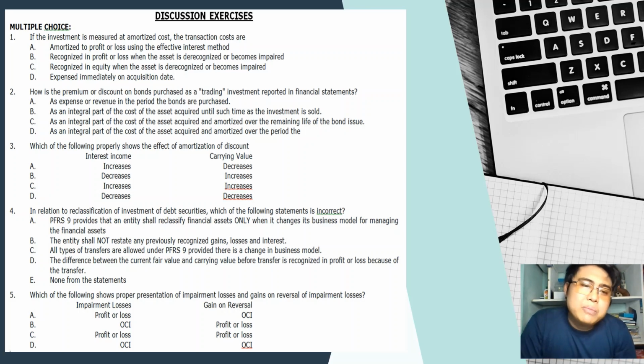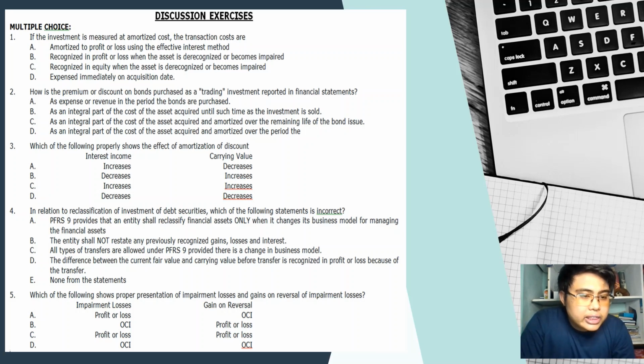Number 2, how is the premium or discount on bonds purchased as a trading investment reported in the financial statements? Take note, there is no such thing as premium or discount kapag FVPL kasi held for trading yung investment. Bakit? Kasi the mere fact na gagawa ka ng premium or discount account, it means dadaan sa amortization yung asset. Dahil yan ay trading investment or FVPL at hindi subject sa amortization, walang premium or discount account. Therefore, the best answer for number 2 is letter B. It is an integral part of the cost of the asset until such time na ibenta mo na siya.